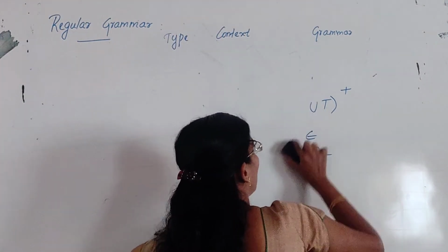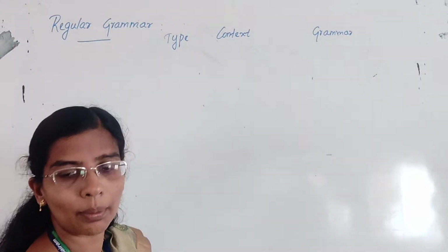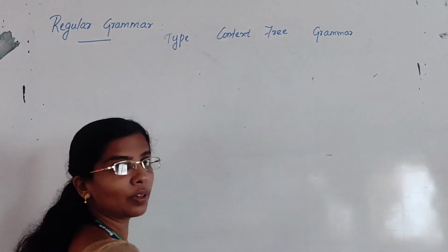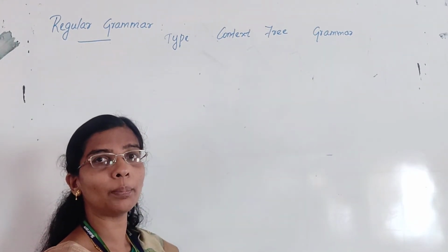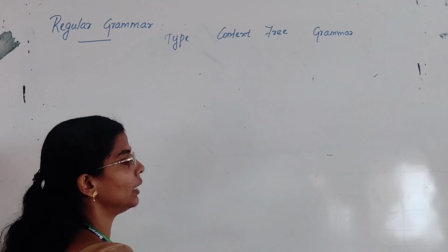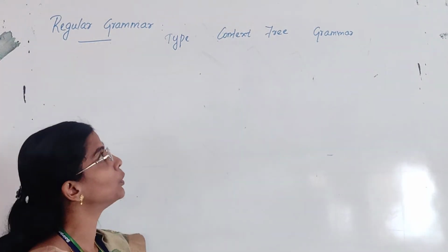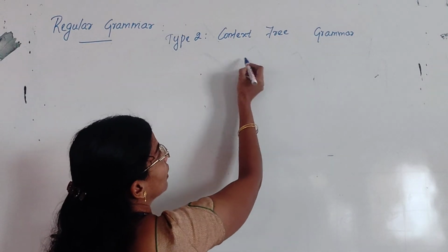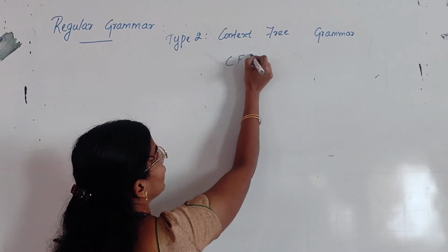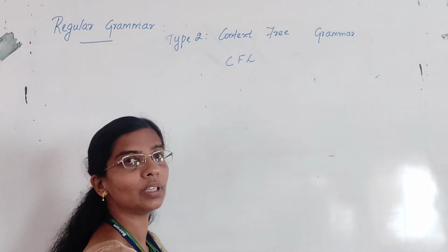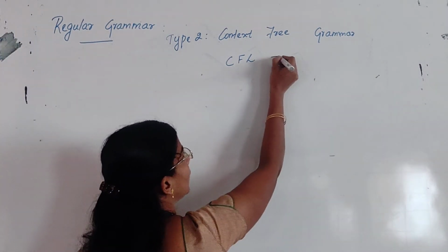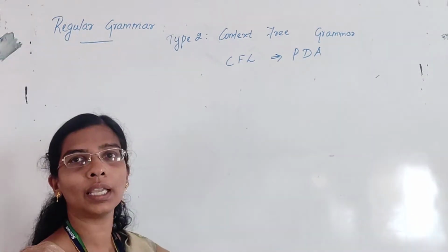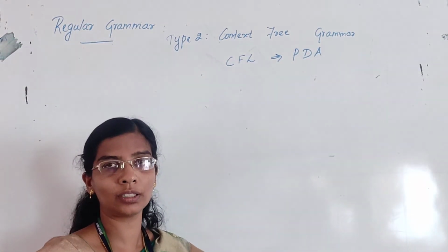Type 2 grammar, or context free grammar. Here, in type 2, the corresponding language is context free language, and it is accepted by PDA. All this, LBA, PDA, Turing machine, everything we'll be learning in the next modules.